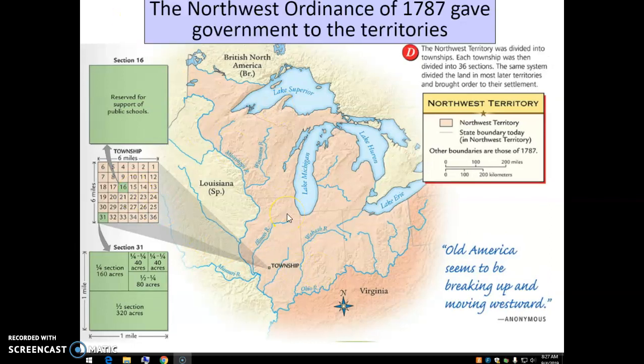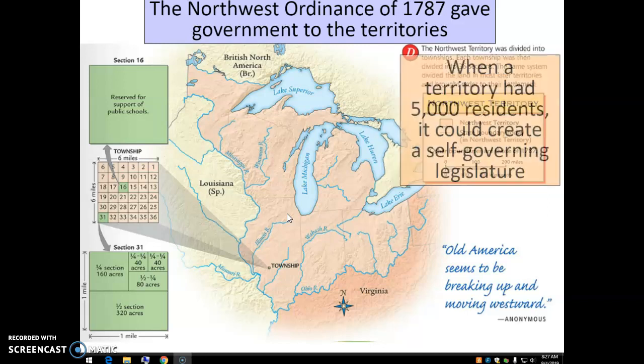So now that we've established how these towns are going to look, now we have to figure out how we're going to govern the towns, and that's what the Northwest Ordinance of 1787 is, a way to establish governments in the new territories. And one of the first things they do is they say that once you have 5,000 residents, you can create your own self-governing legislature. You can have your own legislative branch, and then you can figure out what you want to do with that. So a territory like, let's say, Indiana or Michigan, they can create their own legislative branches to create laws for their territories.